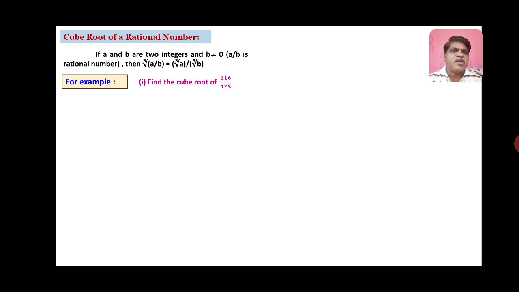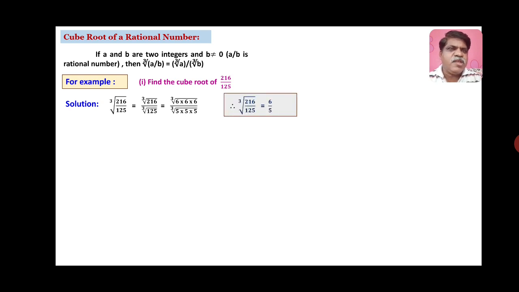Find the cube root of 216 upon 125. So friends, here the cube root of 216 upon 125 is nothing but we will take the individual cube roots of numerator and denominator. So we will write as the next step cube root of 216 divided by cube root of 125. Now split the factors of 216. So cube root of 6 into 6 into 6, which are the factors of 216, divided by the cube root of 125, that is 5 into 5 into 5. Therefore, you can write the cube root of 216 upon 125 is equal to 6 upon 5.